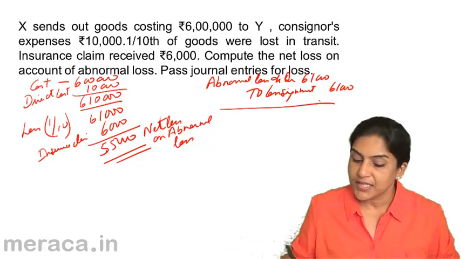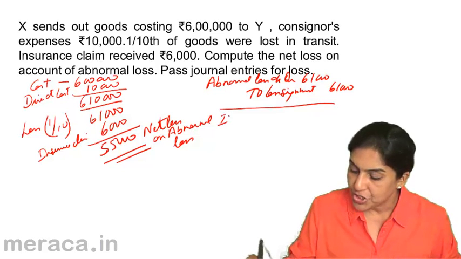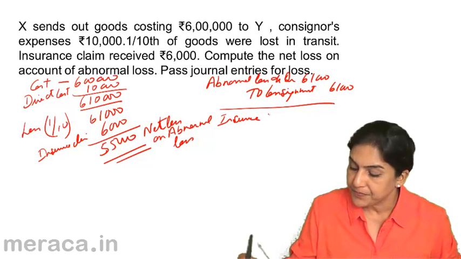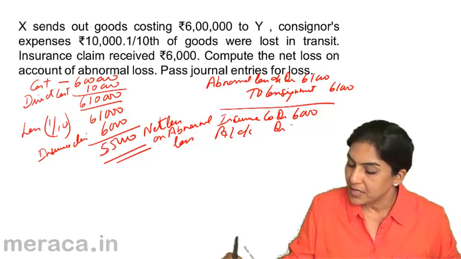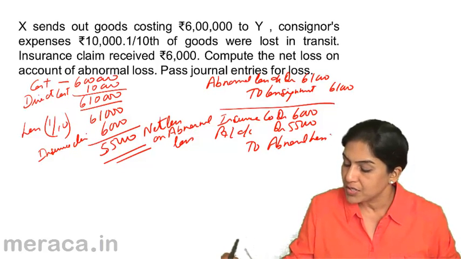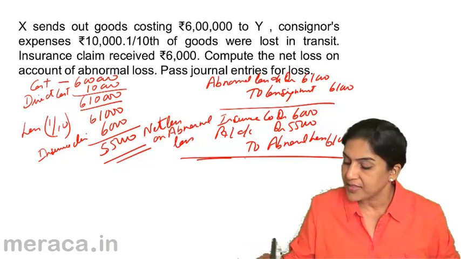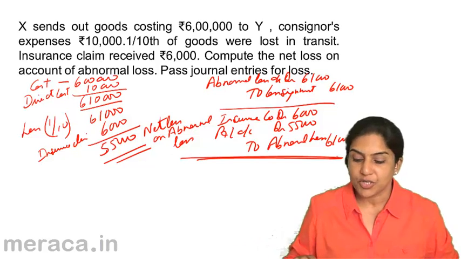Next, we see that there is an insurance claim of 6,000. Combining the two entries, I will get insurance company account debit 6,000, profit and loss account debit 55,000 to abnormal loss account 61,000, and in this manner the abnormal loss account is closed.